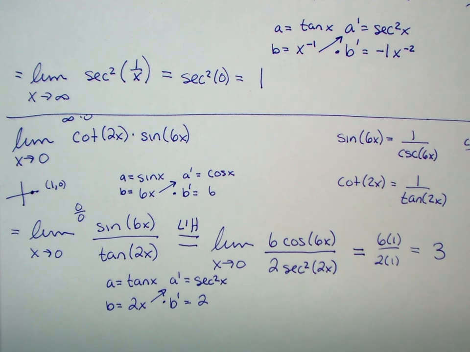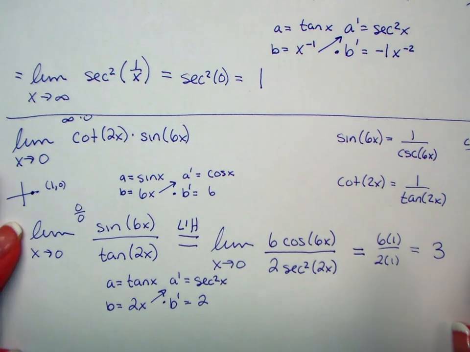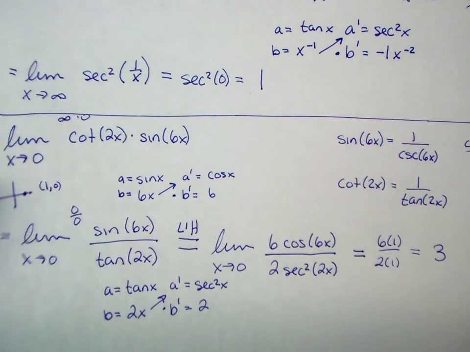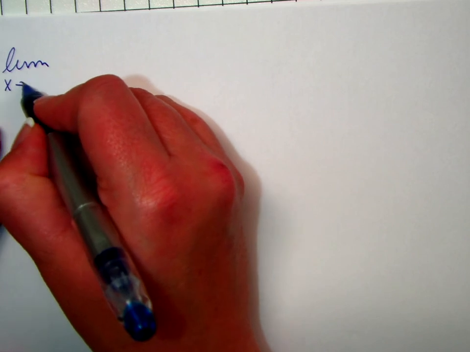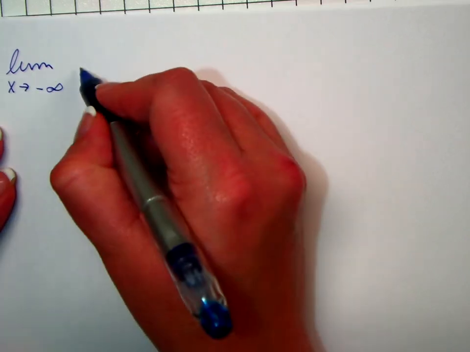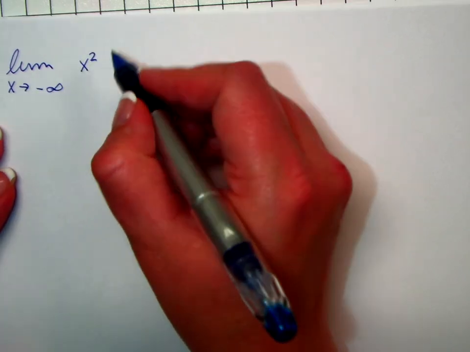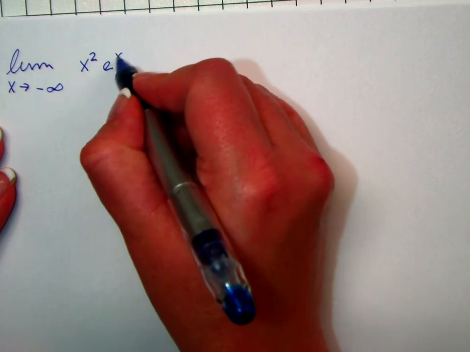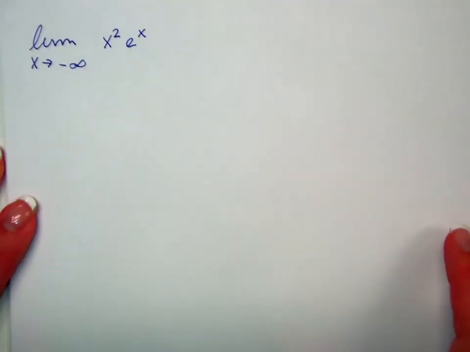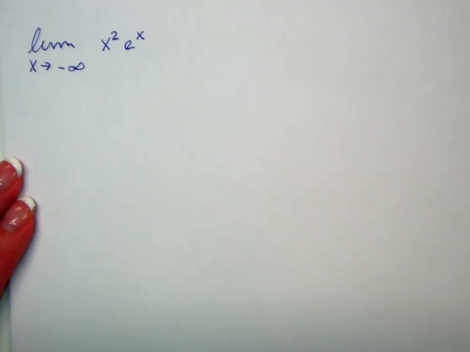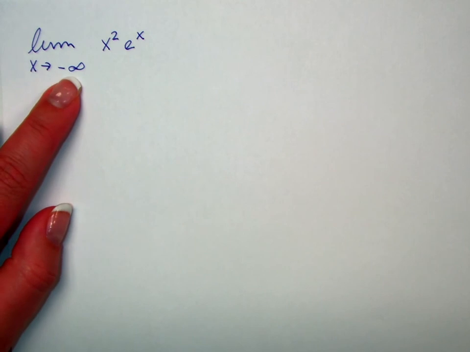Right? So let's go ahead and do one more product. I'd like to look at the limit as x goes to negative infinity of x squared e to the x. Right? X is headed to negative infinity, right?